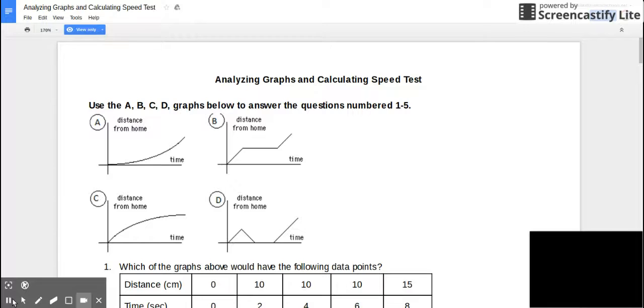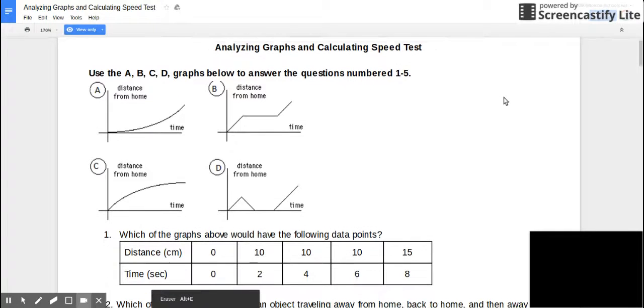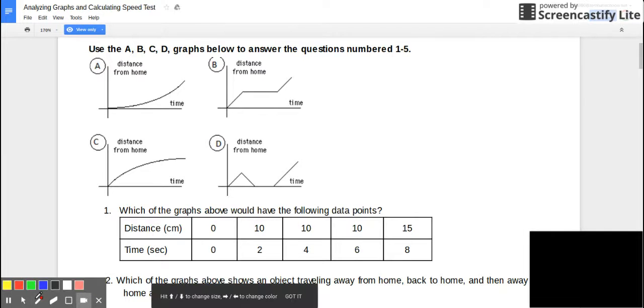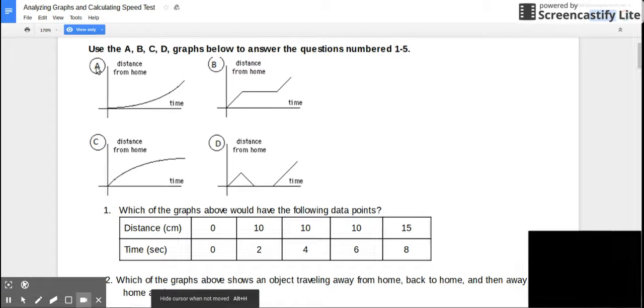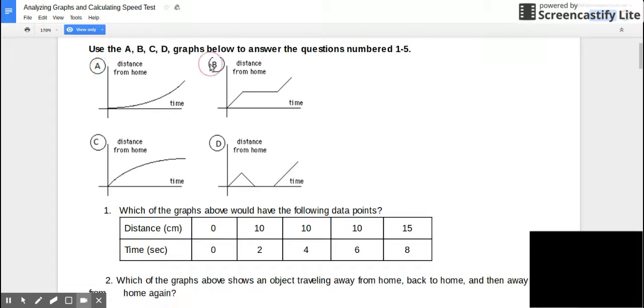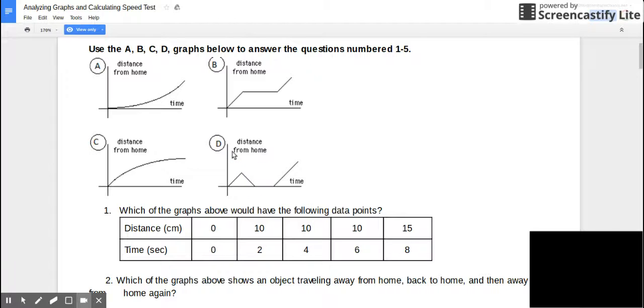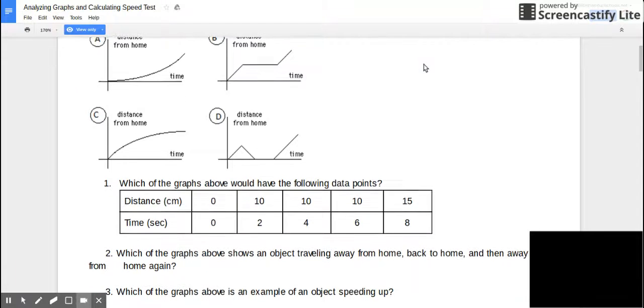All right, number 1 through 5 is going to be corresponding with these 4 graphs right here. You can see here that it says graph A right here, graph B, and graph C, and graph D. So the next 5 questions, you'll match up the question with one of these 4 graphs. And since there's 5 questions, that means you'll use one of these graphs 2 times.